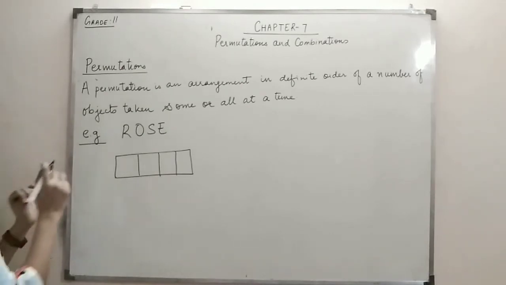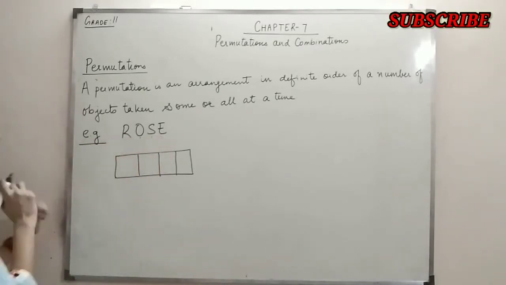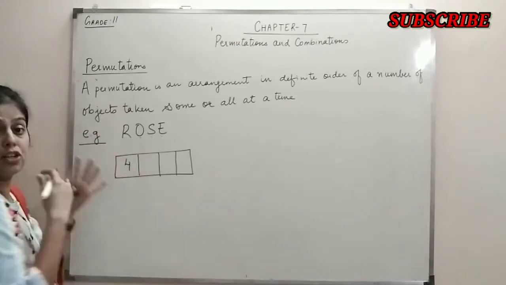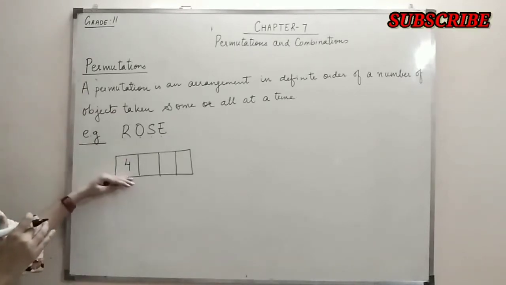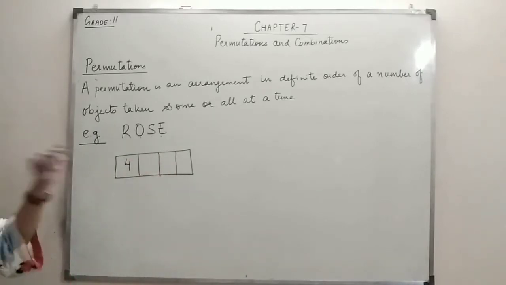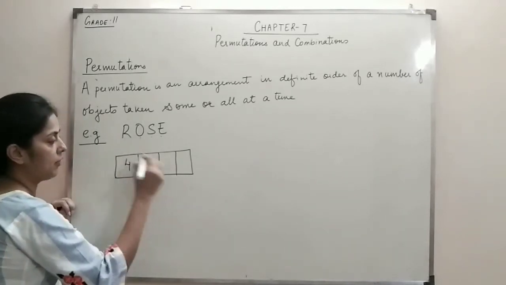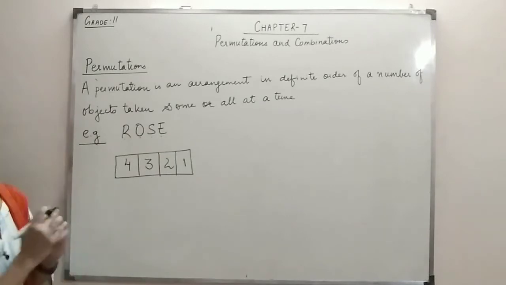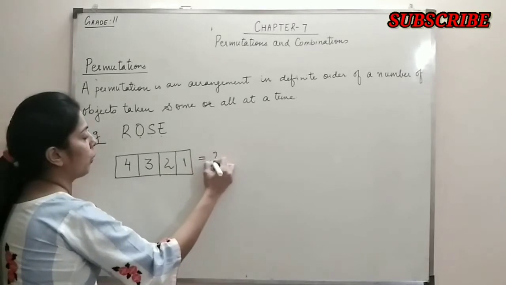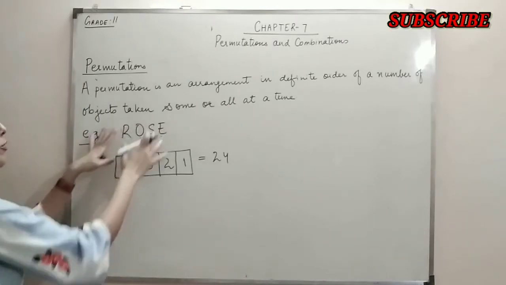So we know that the first place can be filled in 4 ways, because there are 4 letters. The second place, repetition not allowed, because once we fill the first place, that letter we can't write in the next 3 places. So for the next 3 places we have 3 choices. The next place can be filled in 3 ways, then 2 ways, then 1 way. That is equal to 24. Here permutation is taking all the objects at a time.